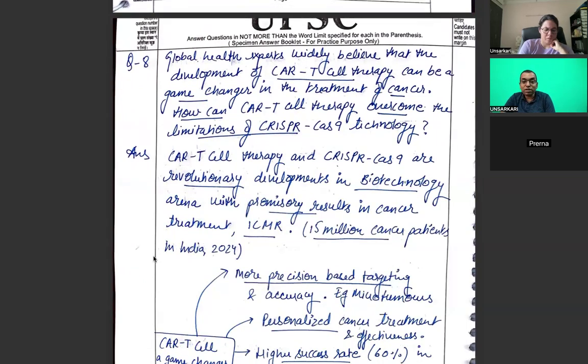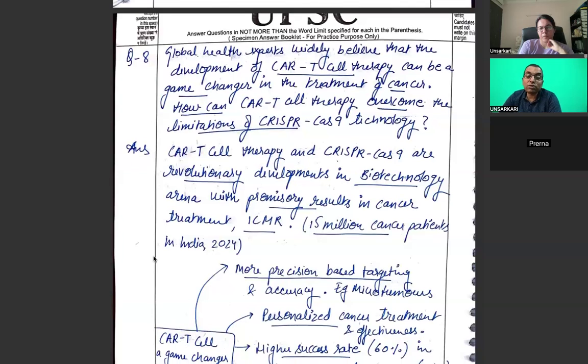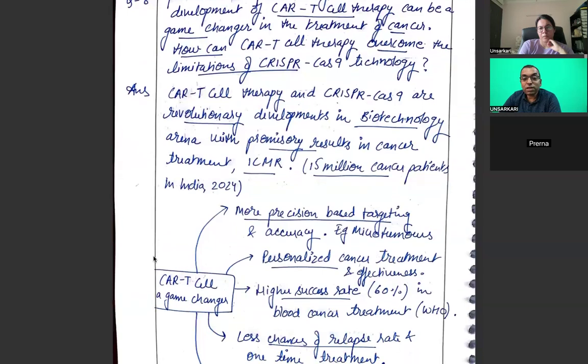Global health experts widely believe that the development of CAR T cell therapy can be a game changer in treatment of cancer. How can CAR T cell therapy overcome the limitation of CRISPR-Cas9 technology? Actually, it is an addition to CRISPR-Cas9 technology. It is adding to it. It is actually bringing more benefits and more ideas. So CAR T cell therapy and CRISPR-Cas9 are revolutionary developments.